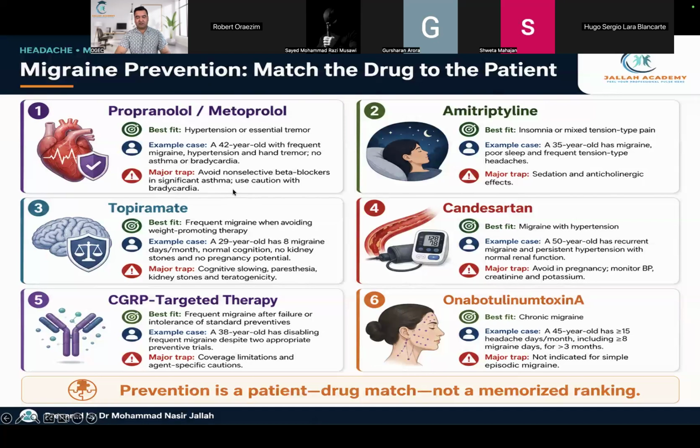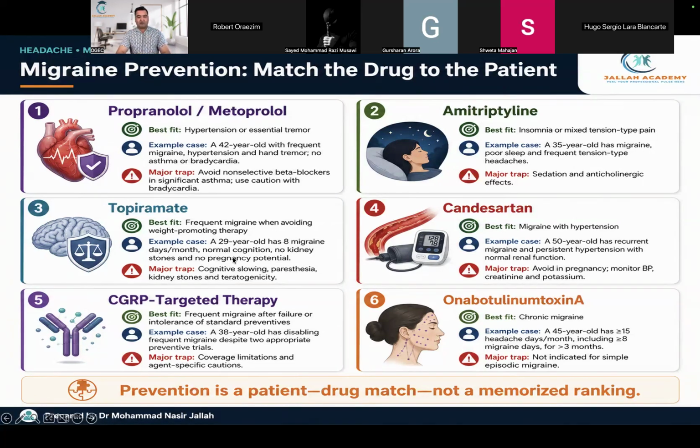Migraine, again, I think we did this, but we have a case: a 42-year-old with frequent migraine, hypertension, and hand tremor, no asthma or bradycardia. So what is the best choice of preventive medication? Beta blocker, right? Propranolol. Remember, avoid non-selective beta blockers in significant asthma. Use caution with bradycardia. Now for this one, for example, a 35-year-old has migraine, poor sleep, frequent tension-type headache. One more thing that I forgot: if there's a combination of tension and migraine, amitriptyline will be the best choice for prevention, okay?